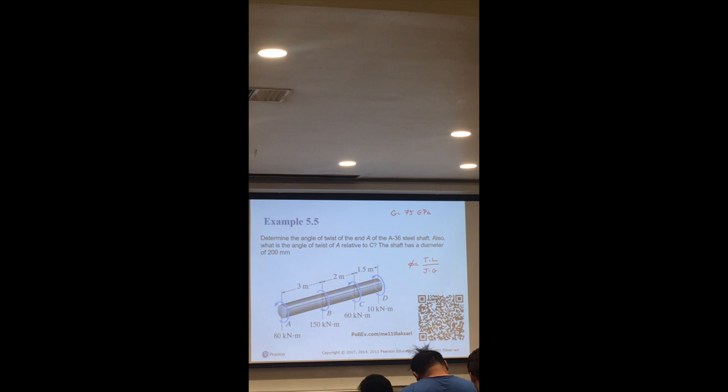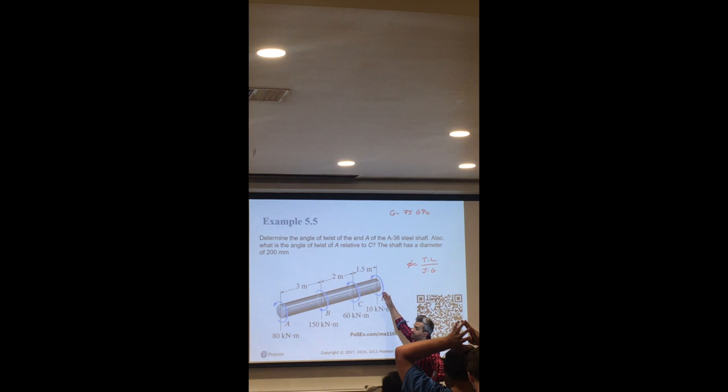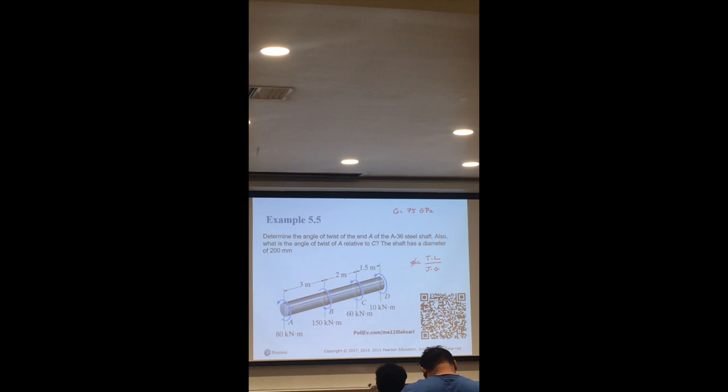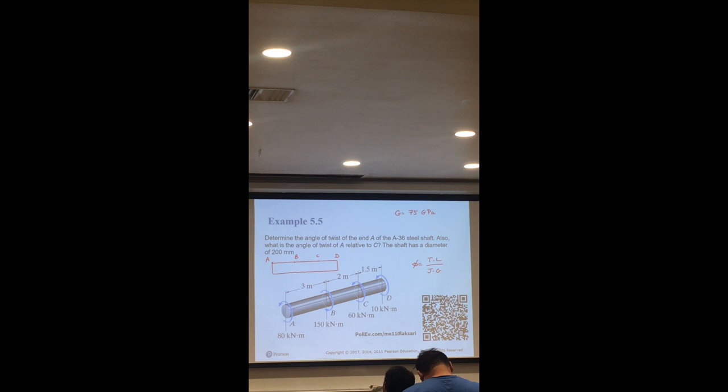Where do I start? Method of sections. So let's say I start at point D. What's the first step? Draw boxes. Section. Oh, yeah, you can do this. Here, side view. So this is D, C, B, and then A. And then you have the torques going down A, whatever.